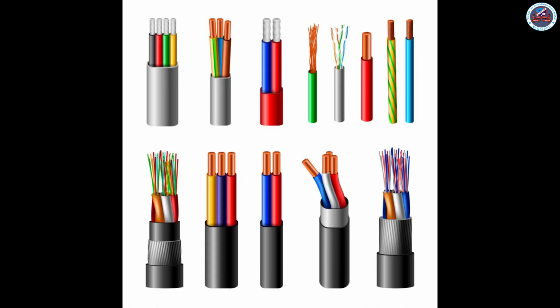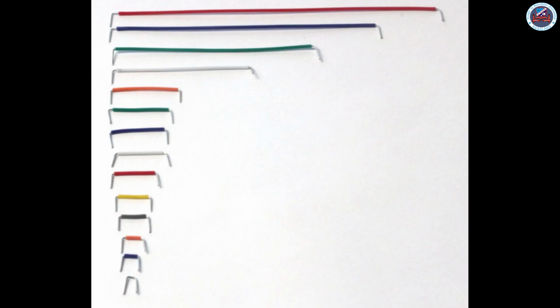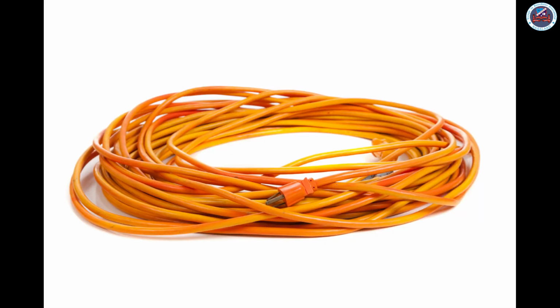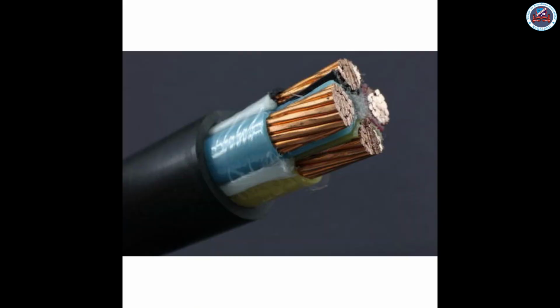The length and the thickness of the wire will also affect the strength of current. If the length of the wire is long, then less current will flow than in a short wire of the same thickness. If the wire is thicker, then more current will flow than in a thin wire of the same length.